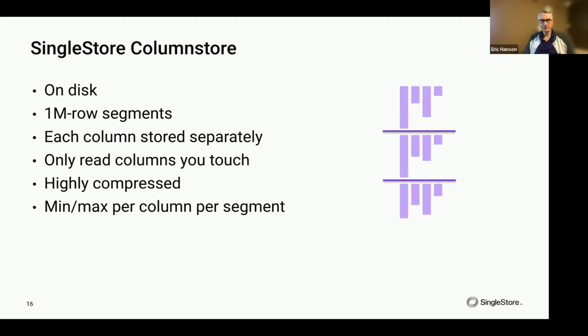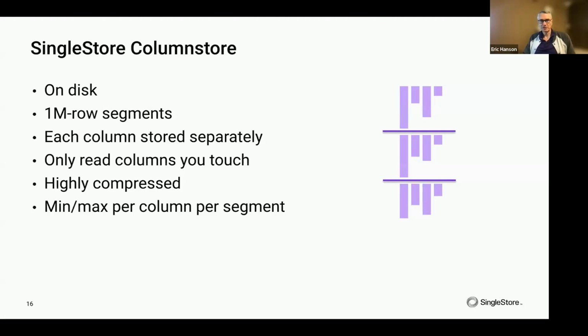Today I'm going to give you a demo that uses only the column store. It's not using the row store. Column store tables are our default table type. They're disk-based, so you can store a very large amount of data, much larger than the available RAM on your servers. Data is stored in typically 1 million row chunks called segments. And each column within those segments is stored separately. And you only read the columns that you touch.